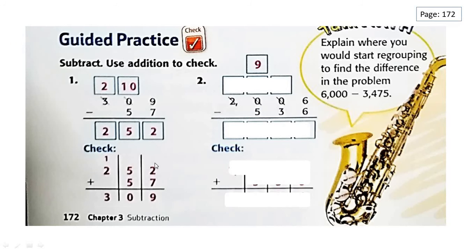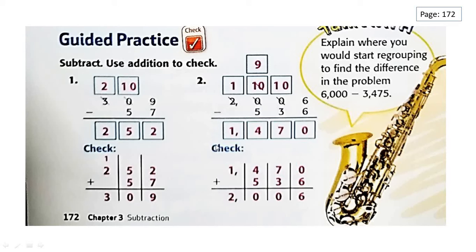Again, to check our answer, we can add these two numbers and we should get the same number here, which is 309. Question number 2. If we subtract these two numbers, we will get 1,470. And again, to check if our answer is correct or not, we should add these two numbers and we should get the same number as this one, which is 2,006. Please, grade 3, be sure to write these answers here or to check your answers here.